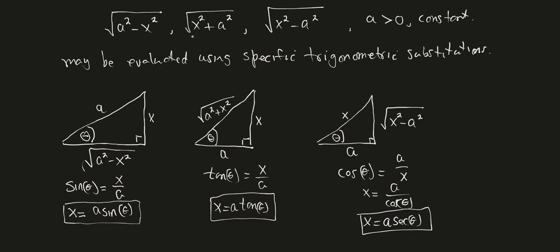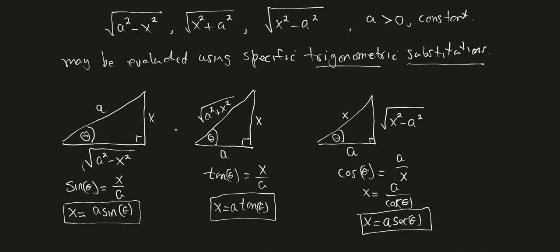If we have the square root of a squared plus x squared, then this is the equation that we will use. And similarly, if we have the square root of x squared minus a squared, then this is the equation that we're going to use for our trig substitutions. All right.